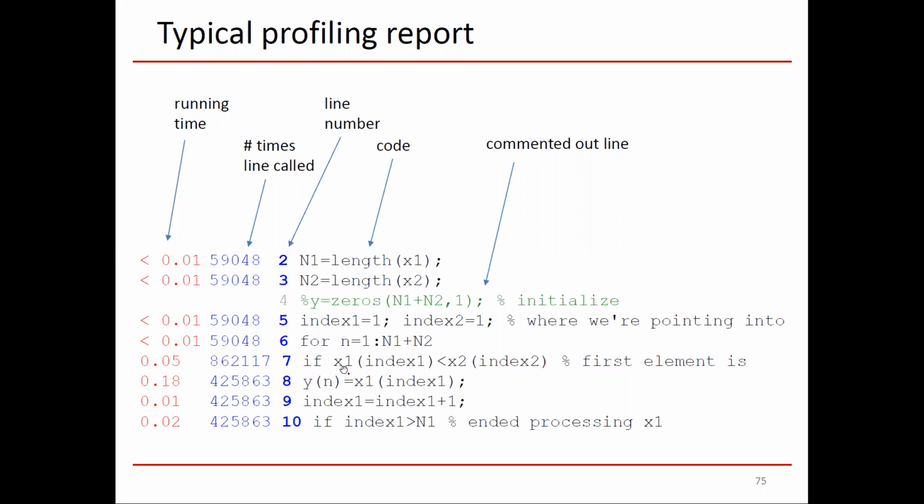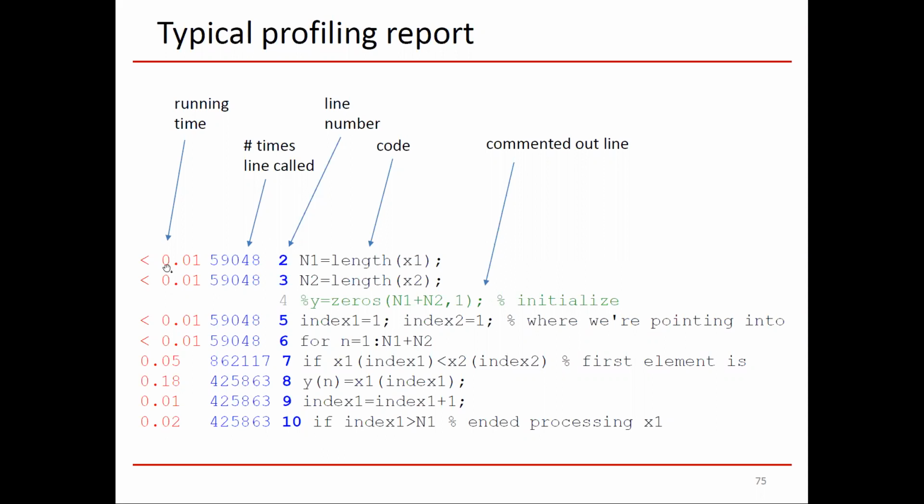And then we have a loop for n equals 1 to the sum of n1 plus n2. Presumably these are the lengths of the inputs of the merge routine. And then if x1 of index 1, so some condition. And this ran not about 59,000 times, but about 860,000 times. So basically, perhaps 15 times on average for each time that we're accessing the merge routine. And if the condition holds, we perform the commands, and that happens roughly 420,000 times, so maybe half of the 860,000. And then we perform lines 8, 9, 10, and if not, we don't.